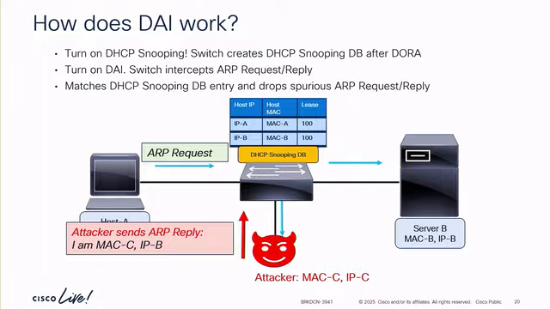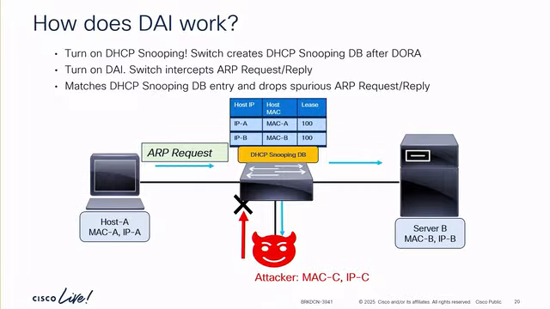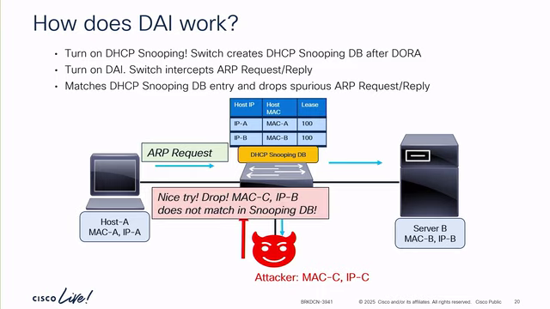He says, I'm IPB, and it's MAC C. So now what happens? Because you turned on dynamic ARP inspection, you're going to look at this packet to see whether the source credentials in the ARP reply match with the database that you have. In this case, it will not match, because IPB MAC-C is not a valid combination which was got through DORA. So it suppresses, blocks that particular ARP reply, which is very good, right?